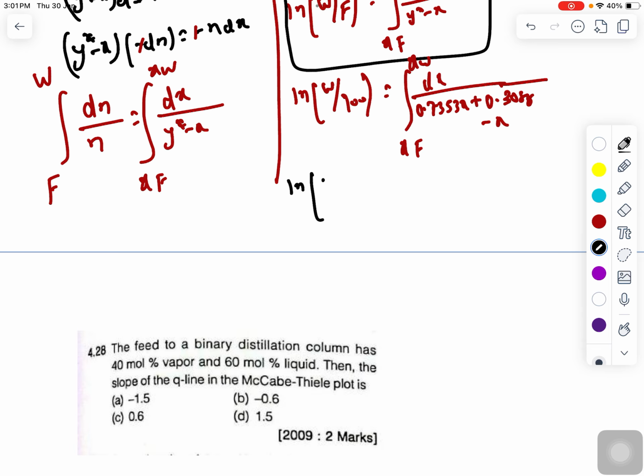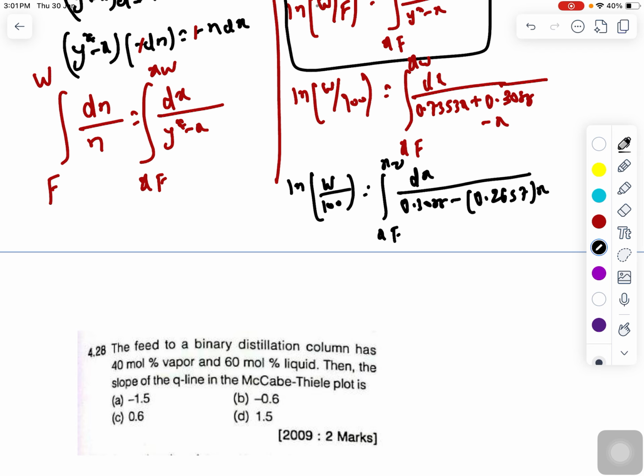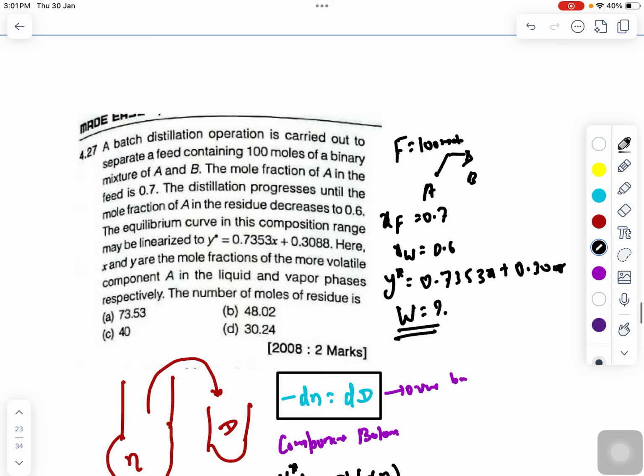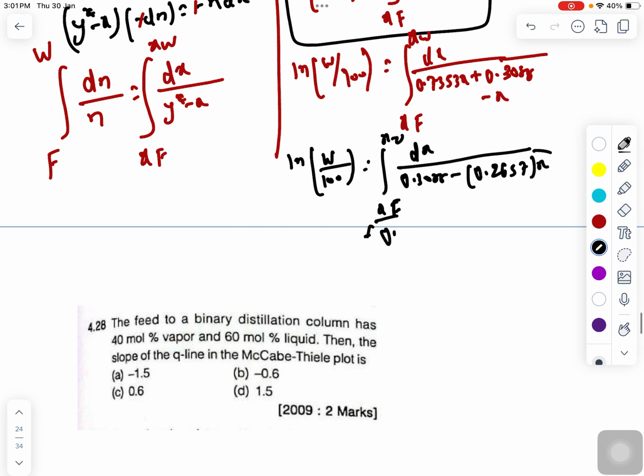Now you can calculate ln(W/100) equals the integral from xF to xW, and once you subtract these things you will get dx divided by (0.3088 - 0.2657x). So once you integrate these things, you know the value of xF. xF is given to you how much? 0.7 and 0.6. So this one is 0.7 and this one is 0.6. So once you do the integration, you will be able to calculate the value of W.